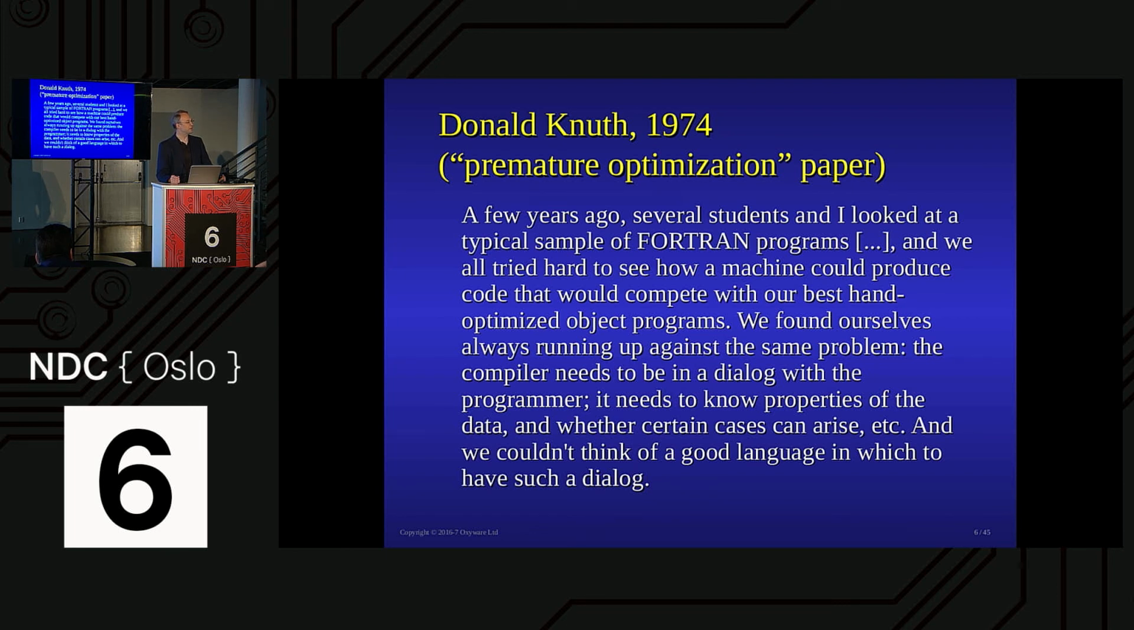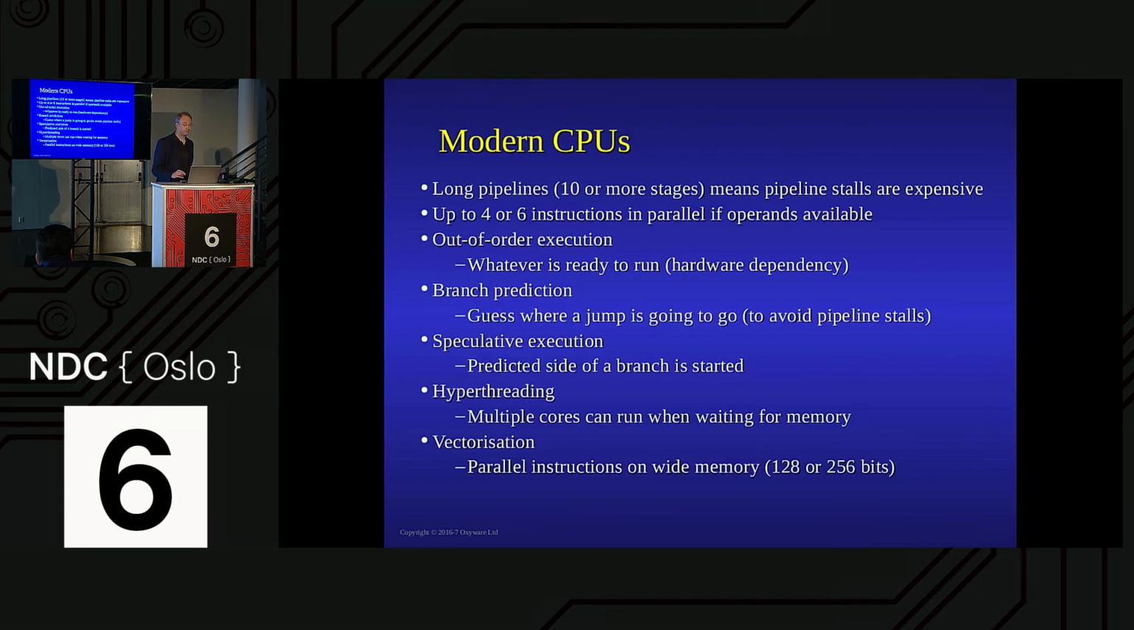So back in 1974, he recognized that the domain knowledge, knowing properties of the data and how you use it, is absolutely key to this one. And you can't put it into the compiled code in a way that the compiler can do this for you. It's your job. So domain knowledge, very important.